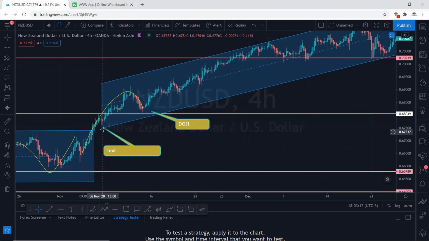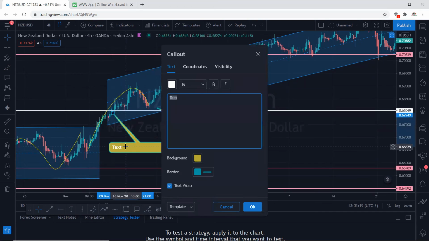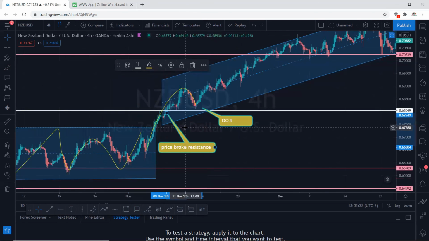Talk to me. I want you to speak on the chart. I want you to communicate, right? Price broke through resistance. Price broke resistance. Talk to me, telling me that it retested and respected, and that's the doji. Retest respected it.